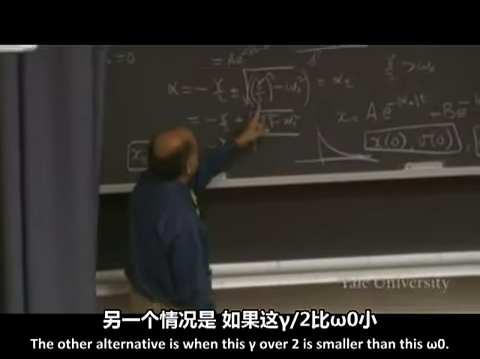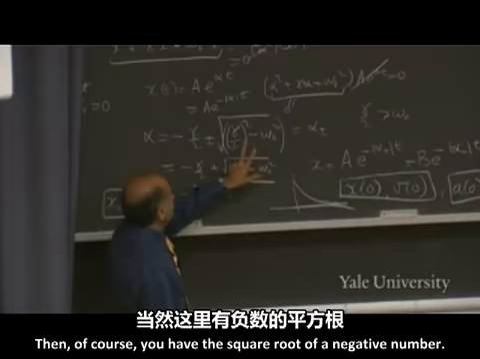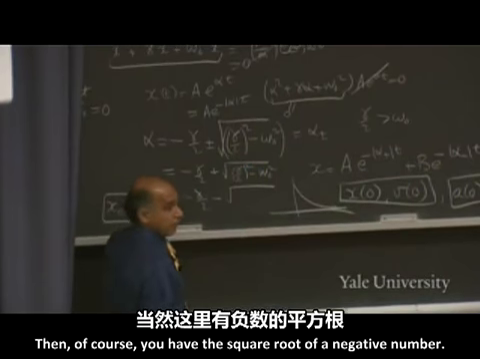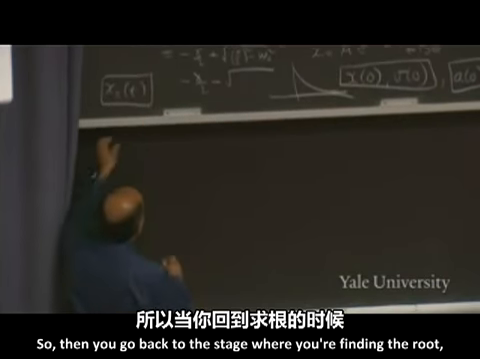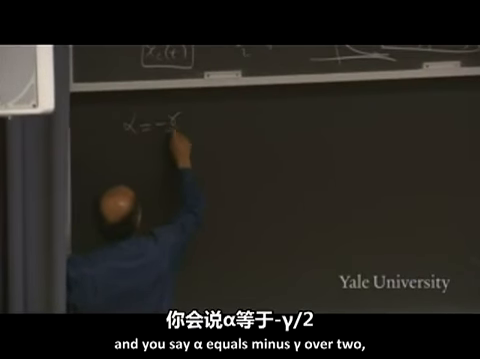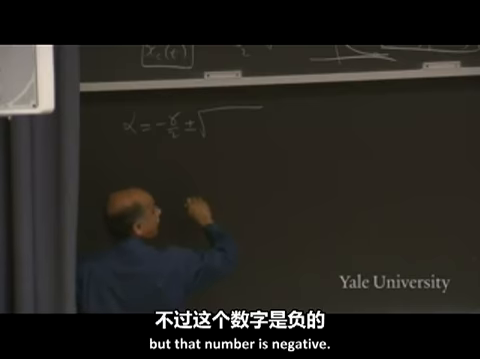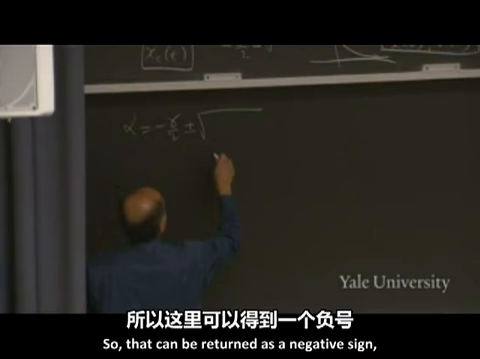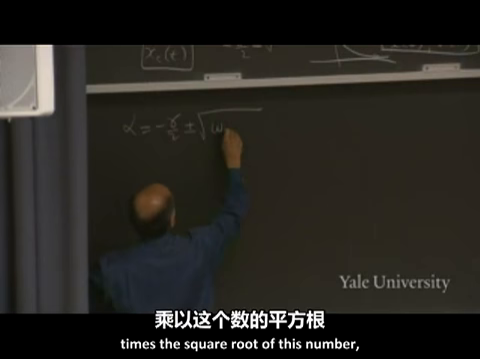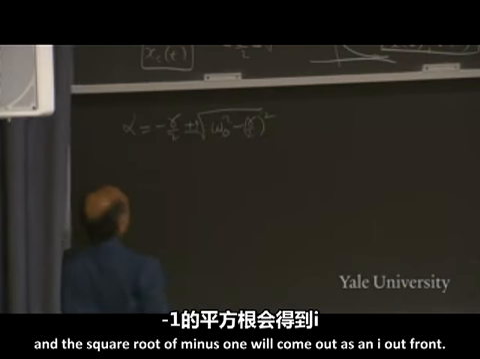The other alternative is when this gamma over 2 is smaller than this omega naught. Then, of course, you have the square root of a negative number. So then you go back to the stage where you're finding the root, and you say alpha equals minus gamma over 2 plus or minus square root of gamma over 2 squared minus omega naught squared, but that number is negative. So that can be written as a negative sign times the square root of this number. And the square root of minus 1 will come out as an i in front.